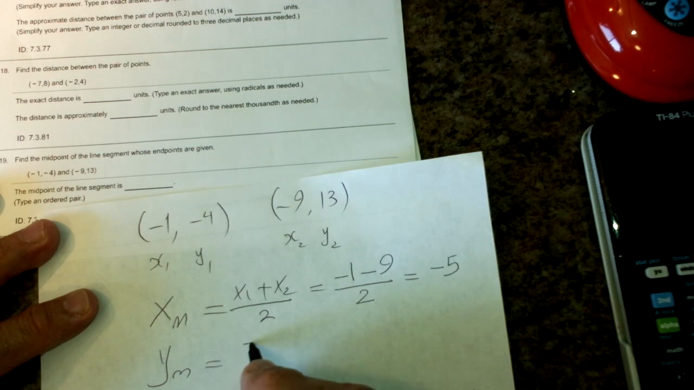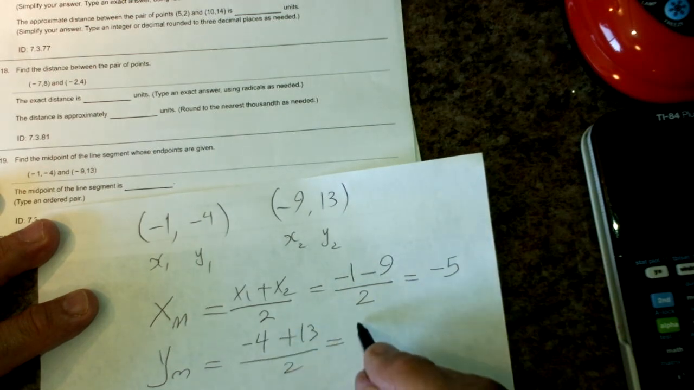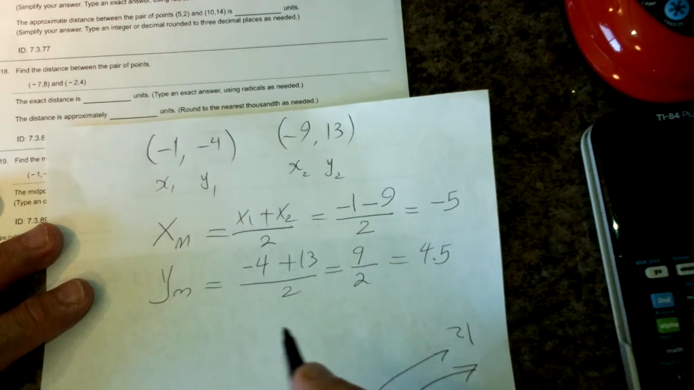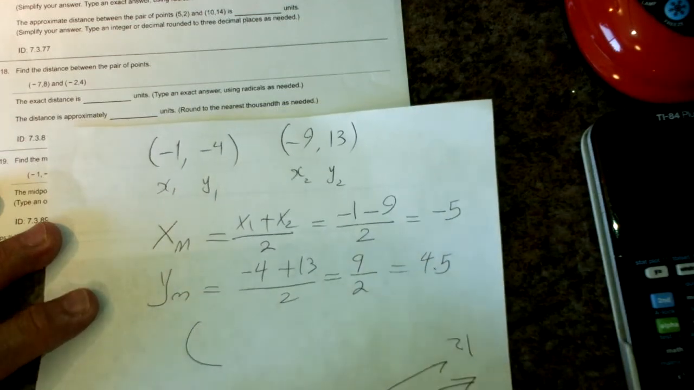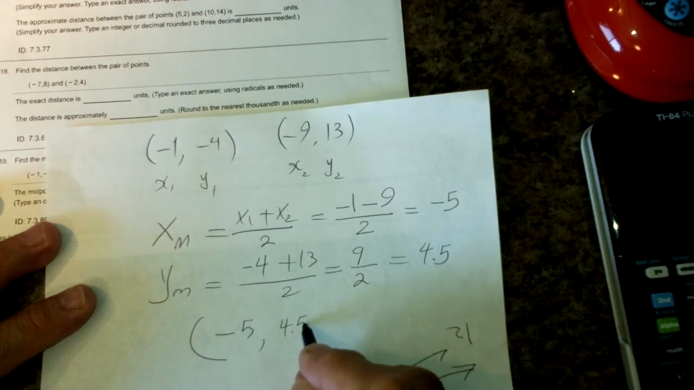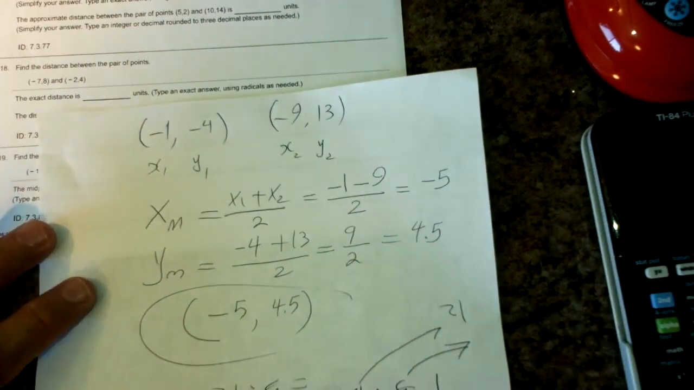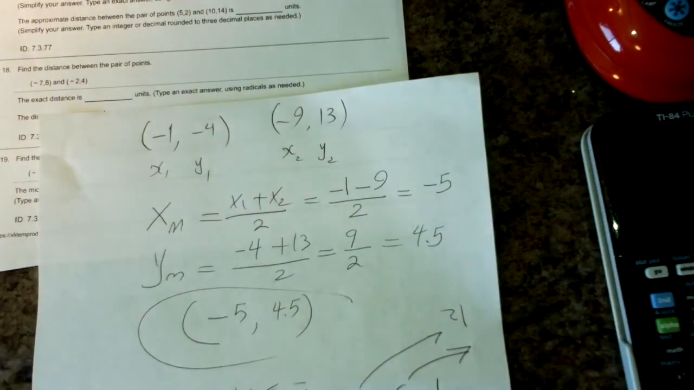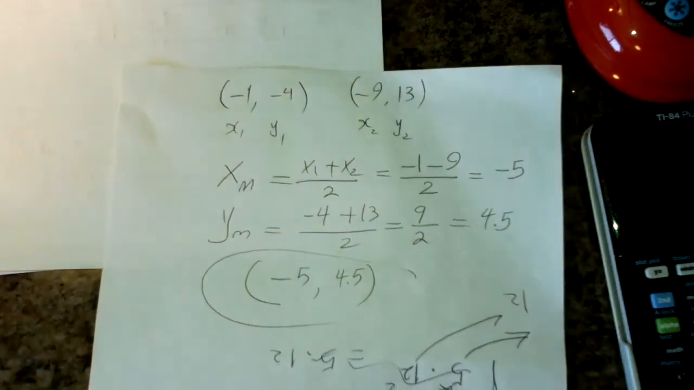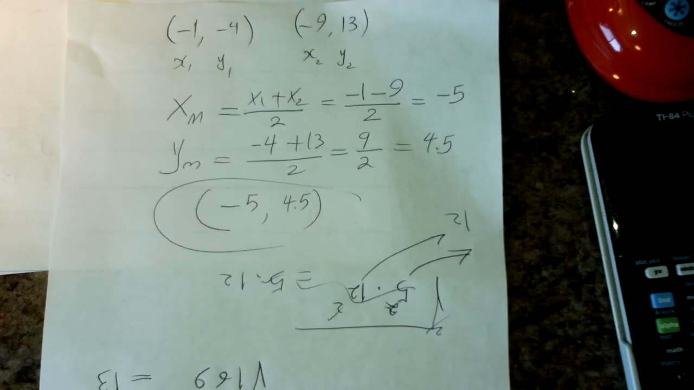And how do we find the y of the midpoint? Take the average of those two. -4 plus 13 divided by 2 is 4.5. So the coordinates of the point exactly in the middle are -5 and 4.5. So this is in case we ask you to find the coordinates of a midpoint. Okay, so that would be the end of 7.3.